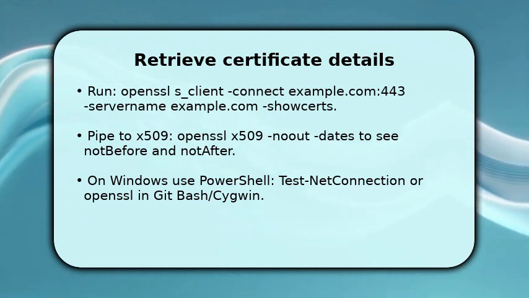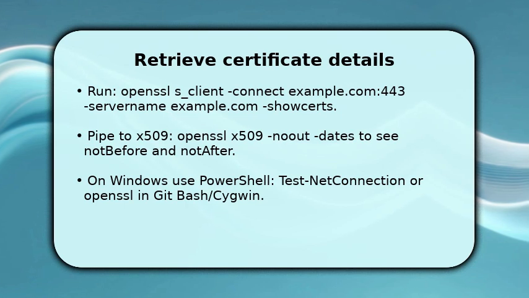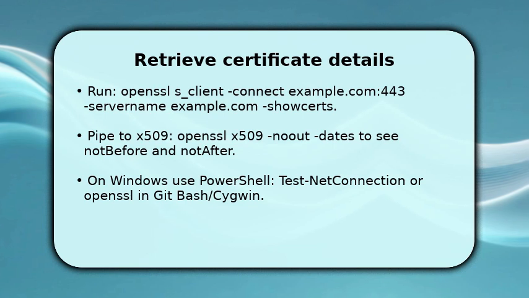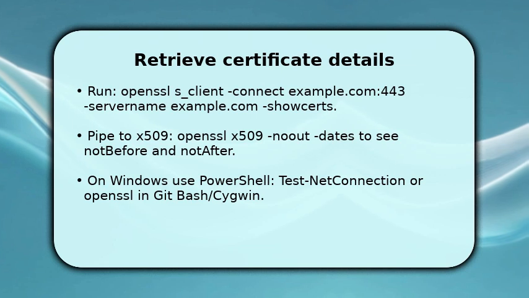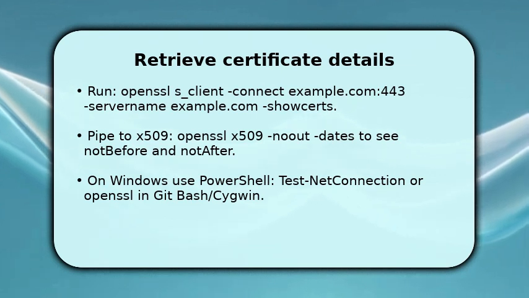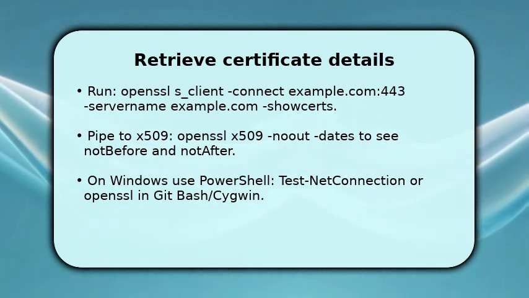If you prefer PowerShell, Test-NetConnection can confirm TLS, but use OpenSSL for exact expiry. Make sure you target the correct virtual host, otherwise you'll see the wrong certificate. Save the raw PEM if you need programmatic parsing later.